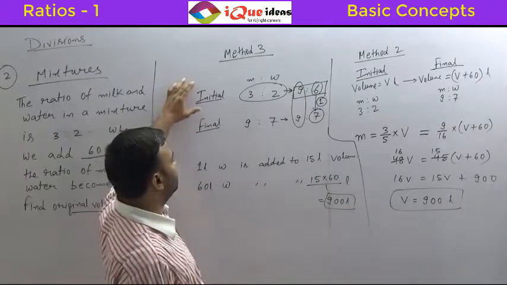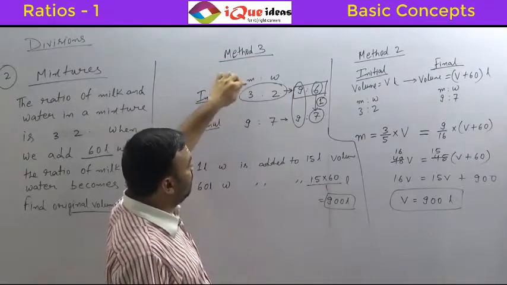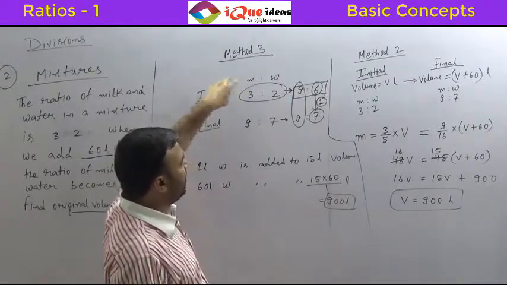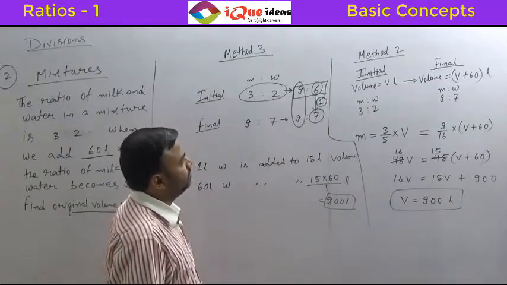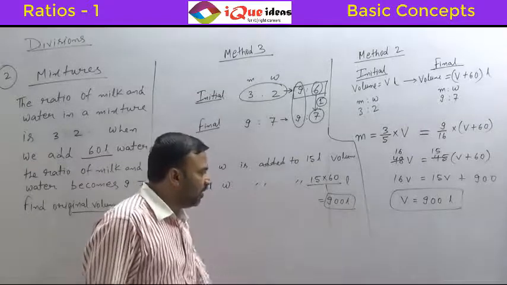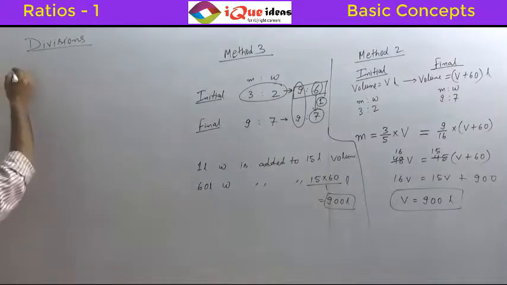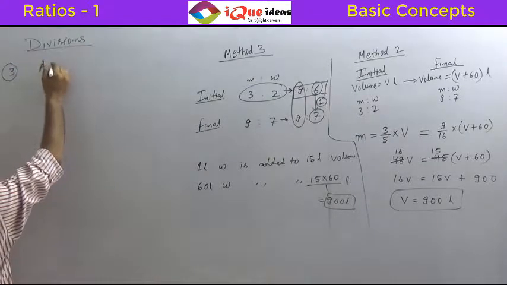The logic here is the quantity of milk should remain same. Okay. So we make the number corresponding to milk same, and then we compare the quantities of water. So this becomes volume equal to 900 liters. So these are 3 different ways of doing this question. Okay. Now the third application would be the problems on ages.